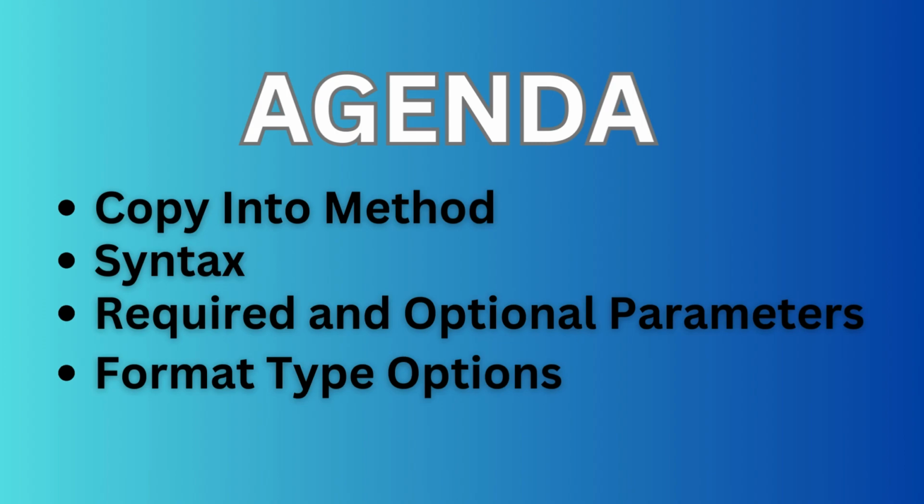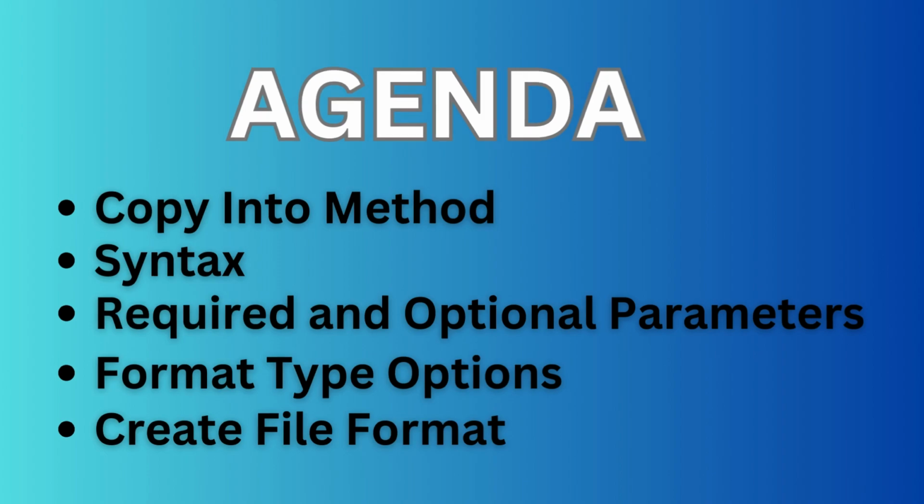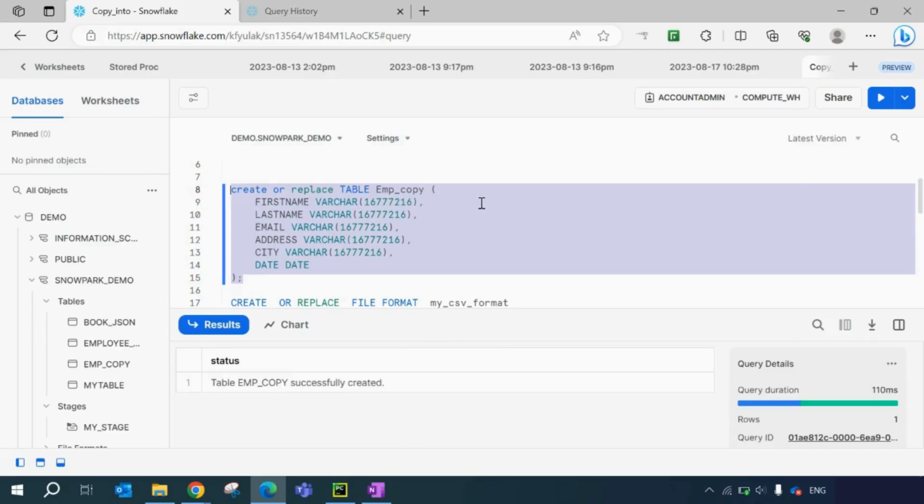Apart from this, we will also discuss how to use the create file format option. For that, we will be using the Snowflake and the SQL worksheet. So let's get started. First of all, I will go ahead and create a table called employee copy with the first name, last name, email, address, city, and date. Inside this employee copy table, I will be loading the data from the CSV file.